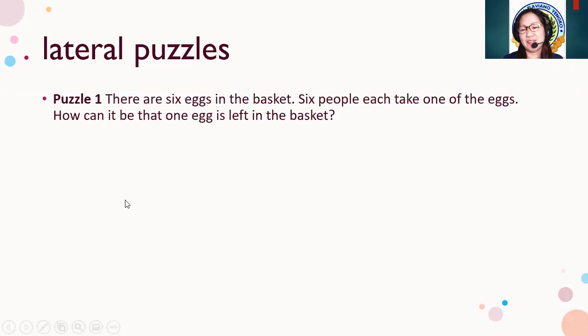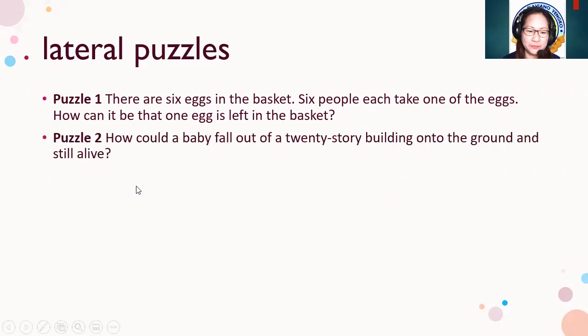Listen. For puzzle number 1, there are 6 eggs in the basket. 6 people each take one of the eggs. How can it be that one egg is left in the basket? Who would like to try answering this puzzle? Okay, thank you so much. Let's have puzzle number 2.